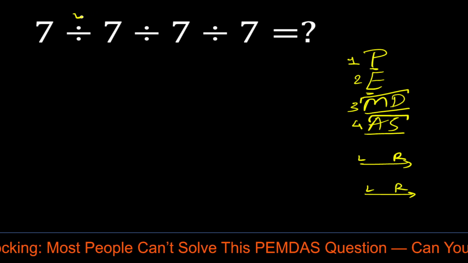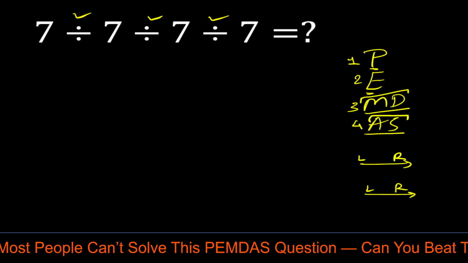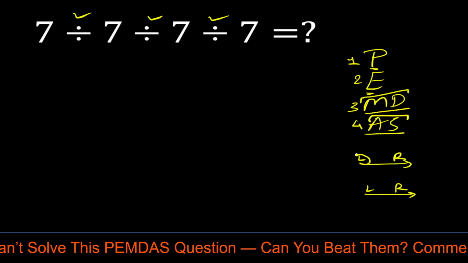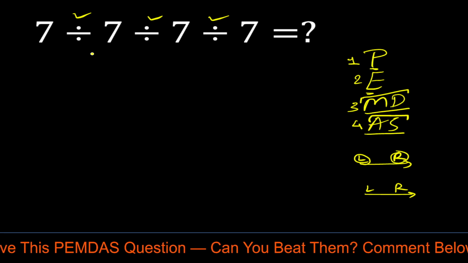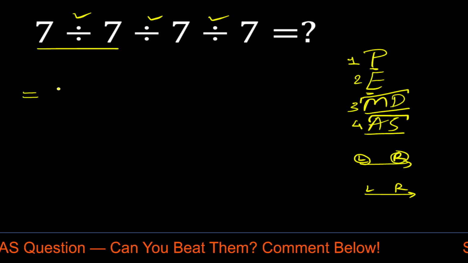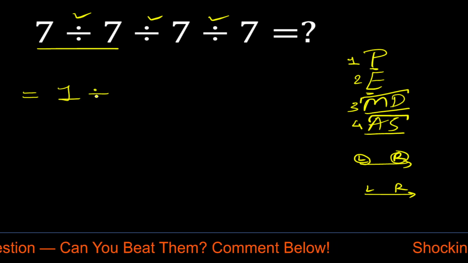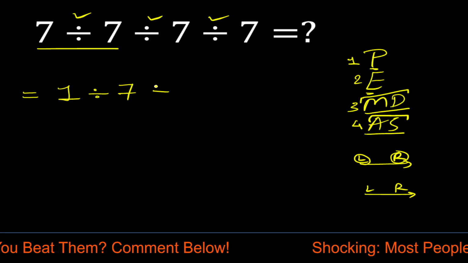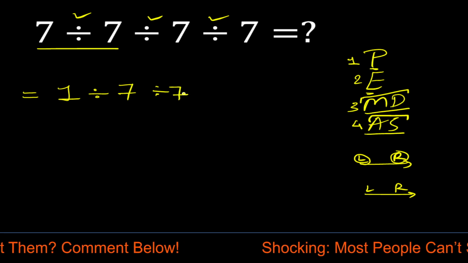So in this question, here we have division, here division, and here division, and all have equal priority, so we have to solve it from left to right. So first we have to solve this division, right? So 7 divided by 7 is equal to 1, divided by 7, divided by 7, right?